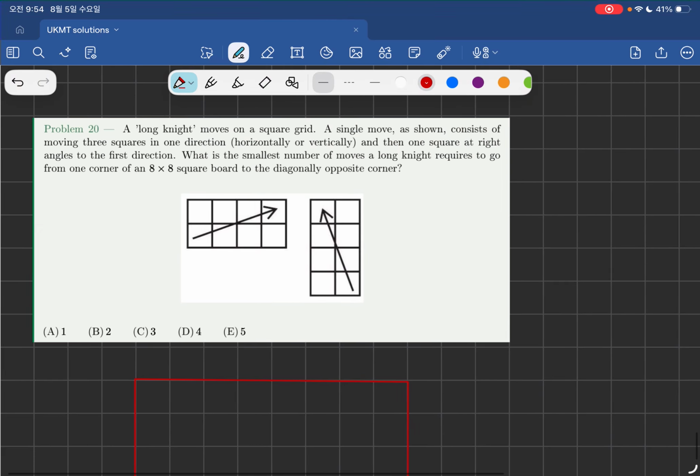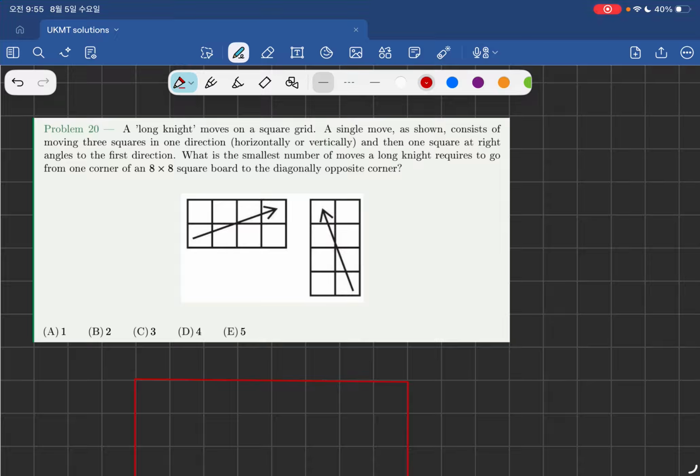Problem 20. A long knight moves on a square grid. A single move, as shown, consists of moving 3 squares in one direction, and then 1 square at right angles to the first direction. What is the smallest number of moves a long knight requires to go from one corner of an 8x8 square board to the diagonally opposite corner?